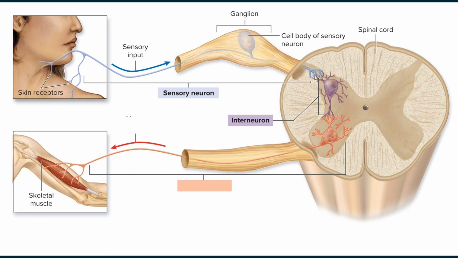Anyhow, that synapses then with your efferent motor neuron. Okay? And this can give us motor output, such as controlling skeletal muscle. So that's just a quick recap of everything.